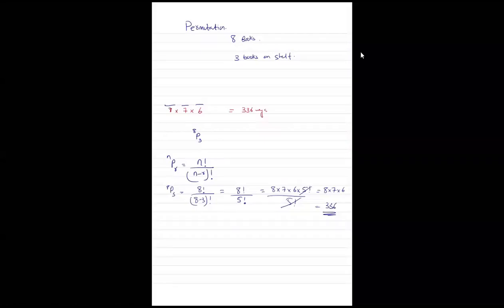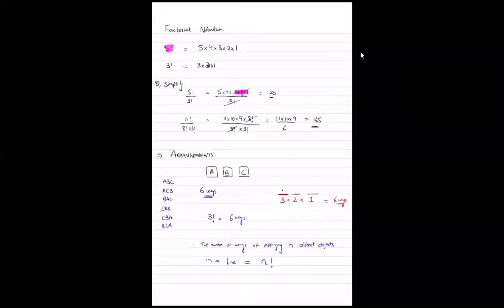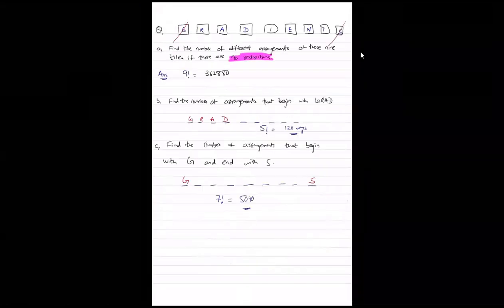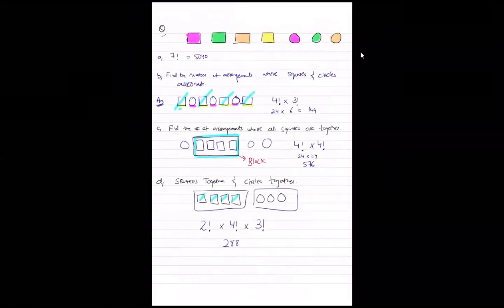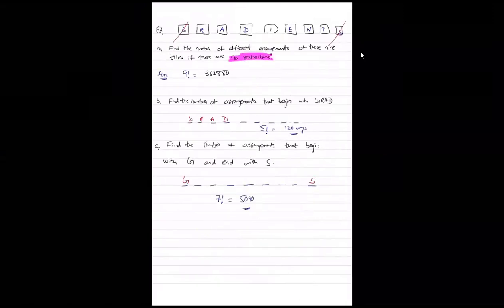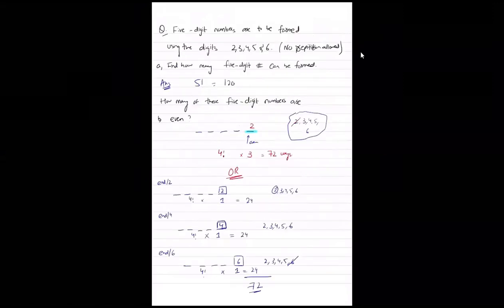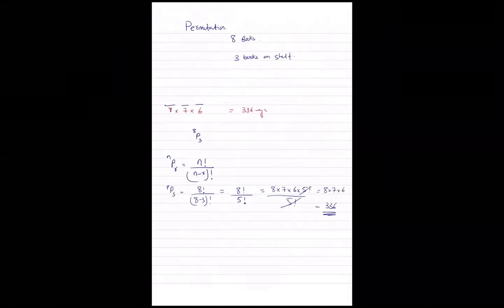Last class, we started off with permutation and combination, and we had a discussion on factorial notation, and we did a couple of questions on that. Factorial notation हमने किया था, and कुछ arrangements और questions किए थे. ठीक है, these were the questions. And before ending the class, we started off with the discussion of permutation.